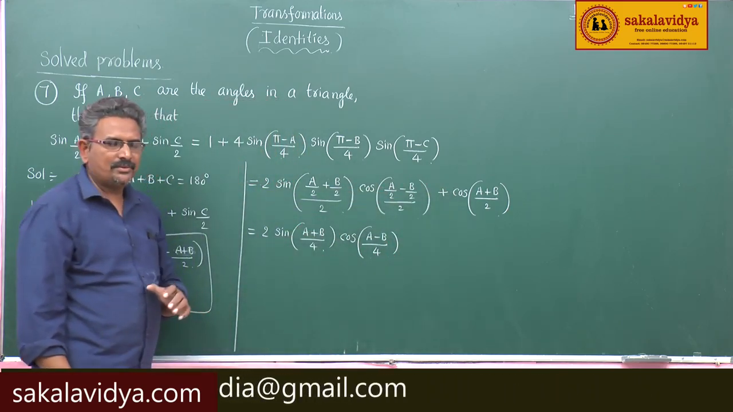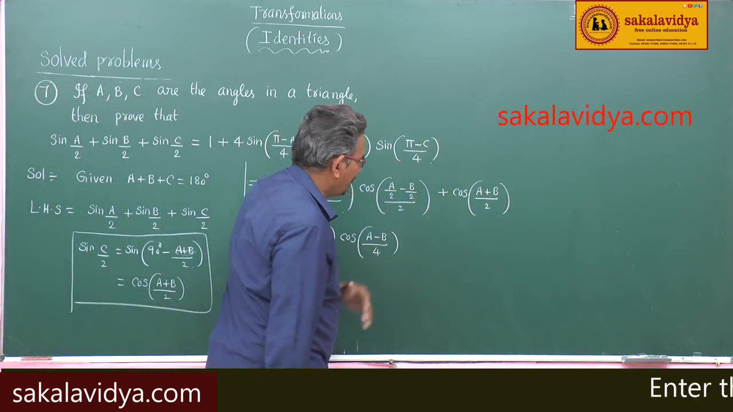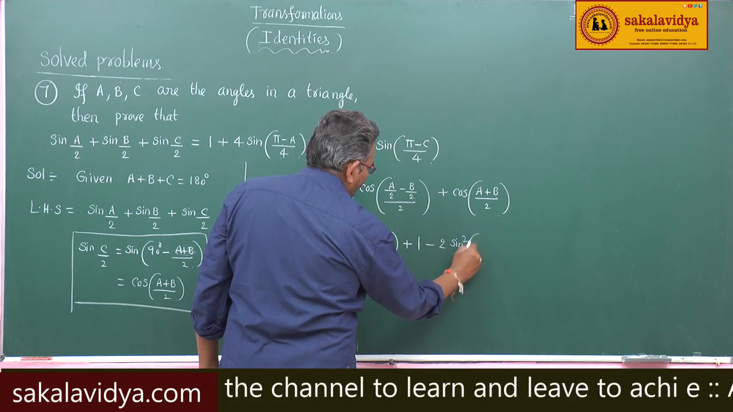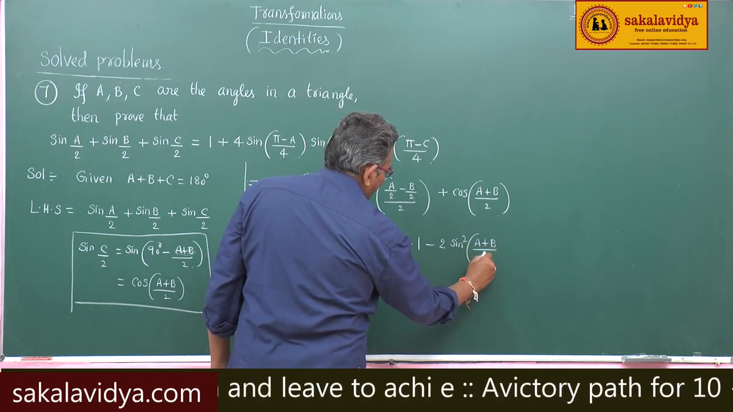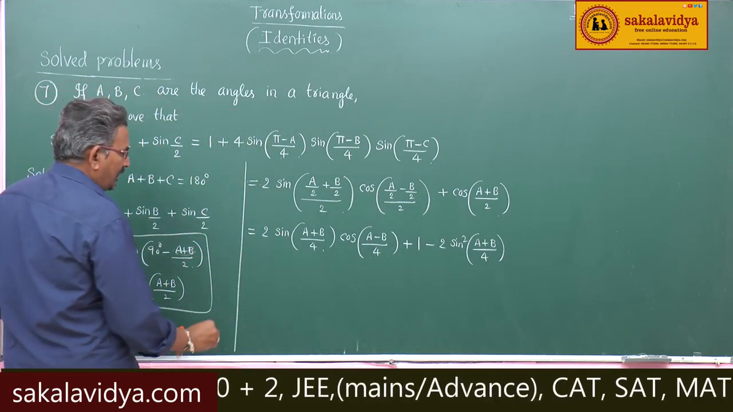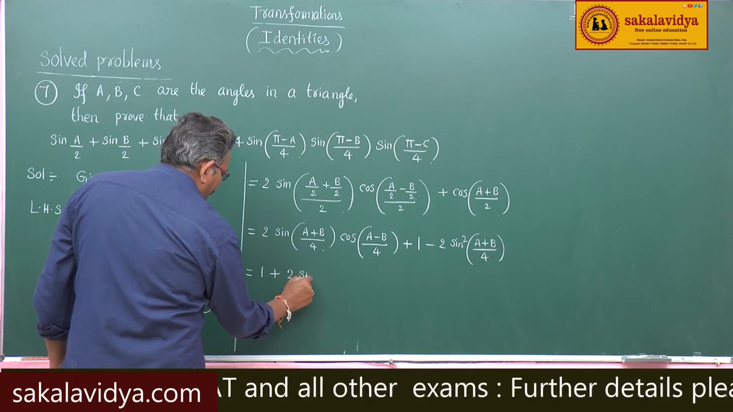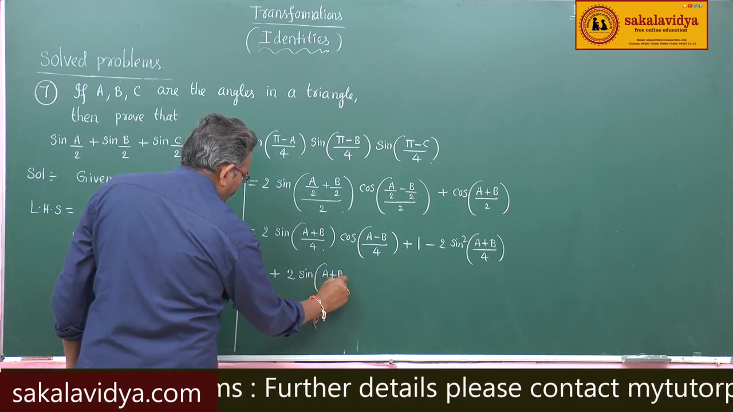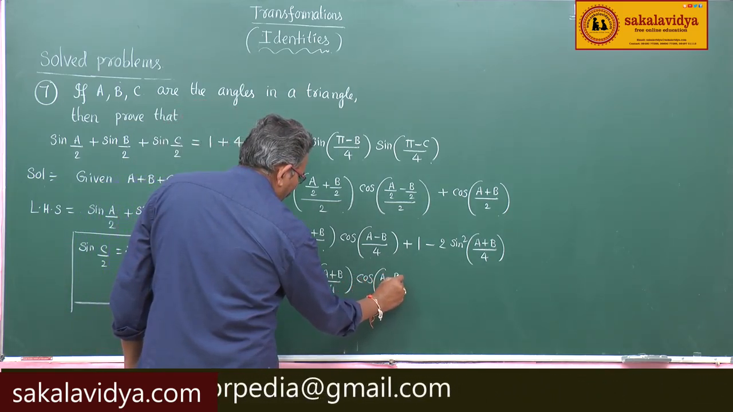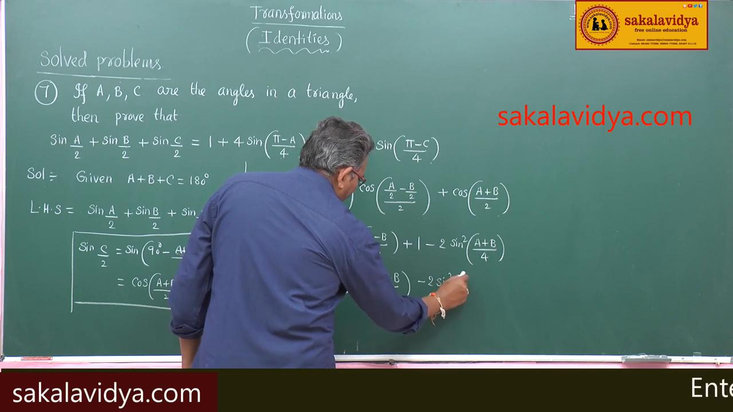Now cos of (A plus B) by 2 in terms of sine we have to express it. Cos theta is equal to 1 minus 2 sine square theta by 2. This we can write 1 minus 2 sine square of ((A plus B) by 2) by 2, that becomes (A plus B) by 4. We can rearrange the terms. If you rearrange the terms, we get 1 plus 2 sine of (A plus B) by 4 and cos of (A minus B) by 4 minus 2 sine square (A plus B) by 4.